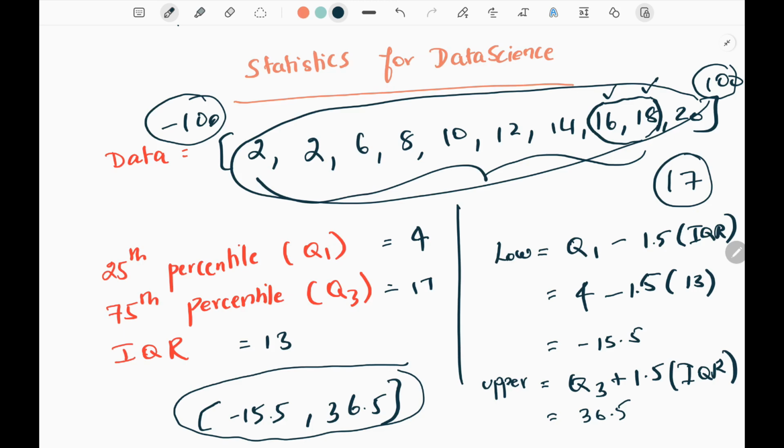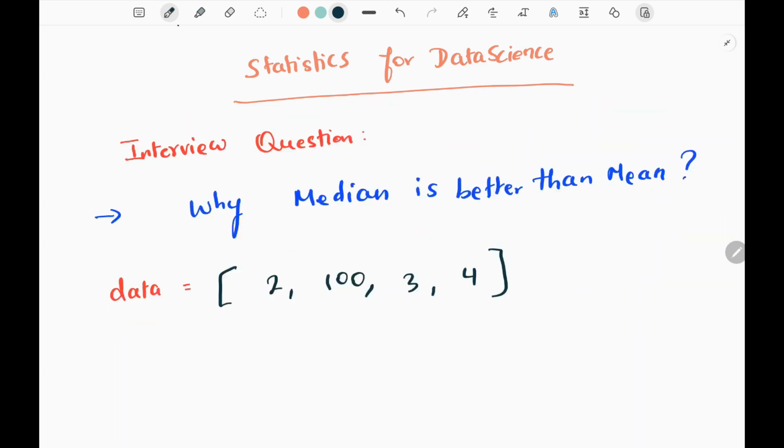So next we will see an interesting interview question that has been asked by two very good companies, where I actually got a chance to interview with them. So now let's see that. The question is, why is median better than mean? Here I have very simple data. Just pause the video and think why median is better than mean here.